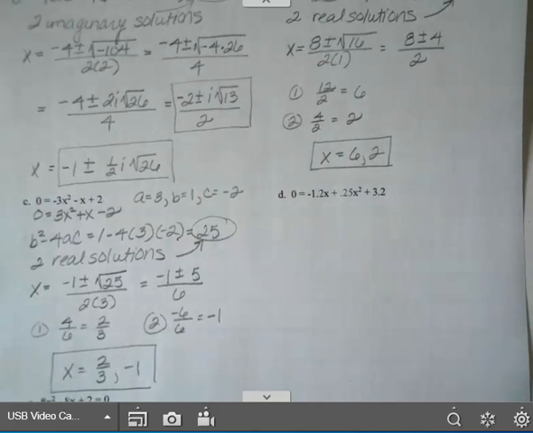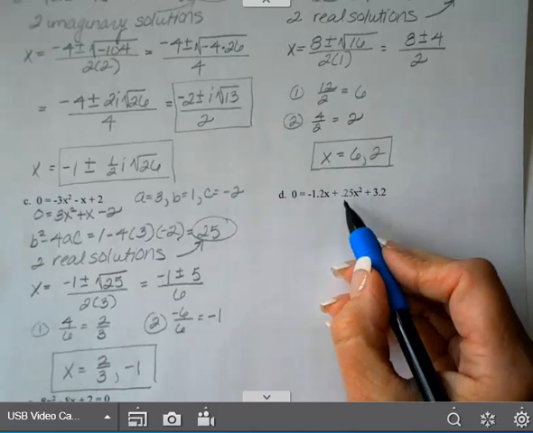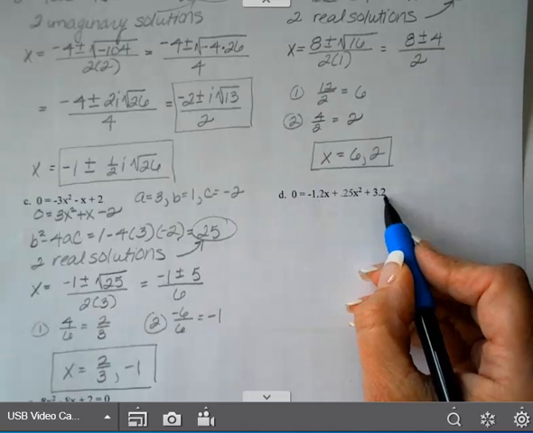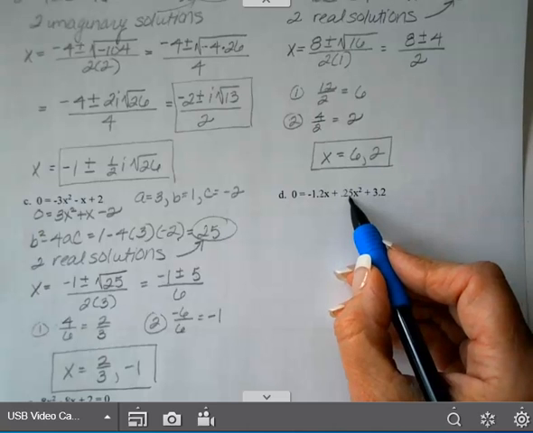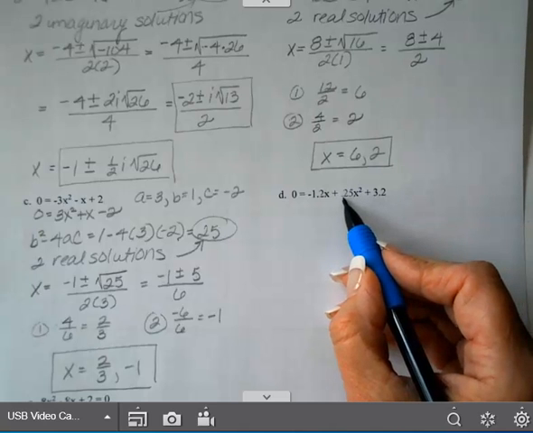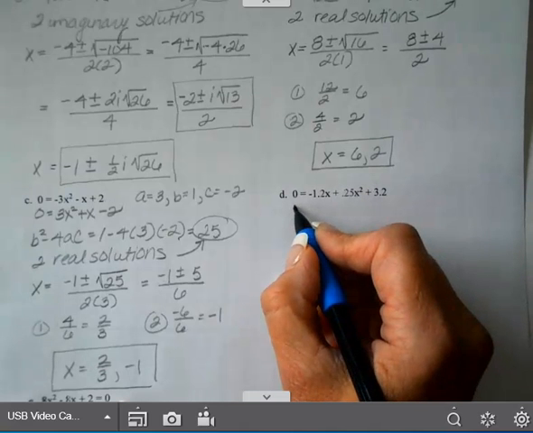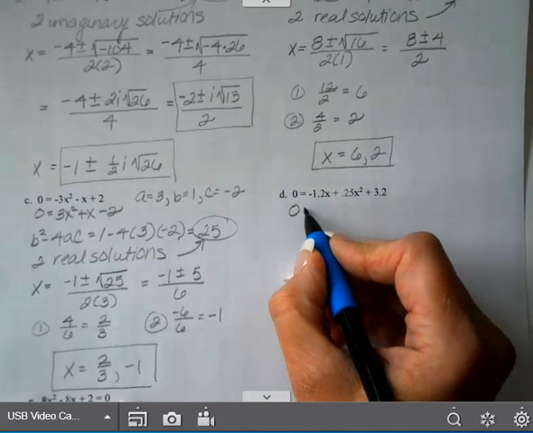On D, we have some nasty decimals, so let's go ahead and get rid of those. This is the hundredths place, this is the tenths place, this is the tenths place. So if I want to get rid of this, I'm going to have to multiply it by 100 to move that decimal over 2 places. So let's go ahead and do that.